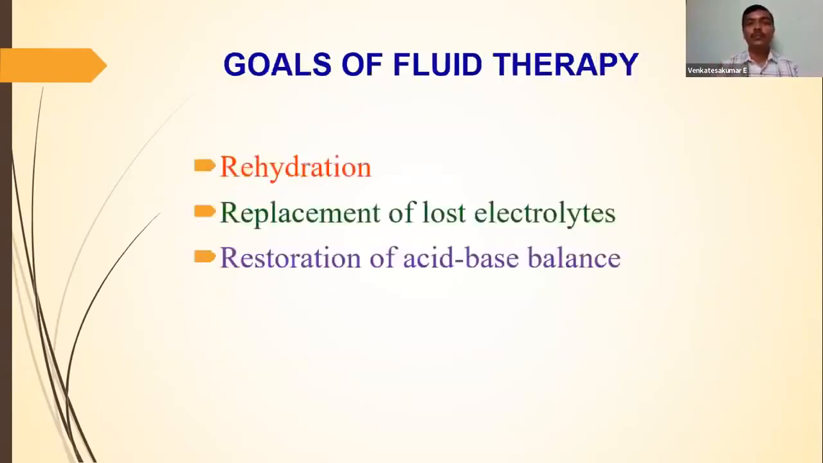Goals of fluid therapy. We first have to rehydrate the animal with the fluid. Next, along with the fluid therapy, you have to give some electrolytes according to the loss. Then you have to restore the acid-base imbalance. These are the three aims: rehydration, replacement of the electrolytes, and restoration of the acid-base imbalance. That will give you a successful fluid therapy.